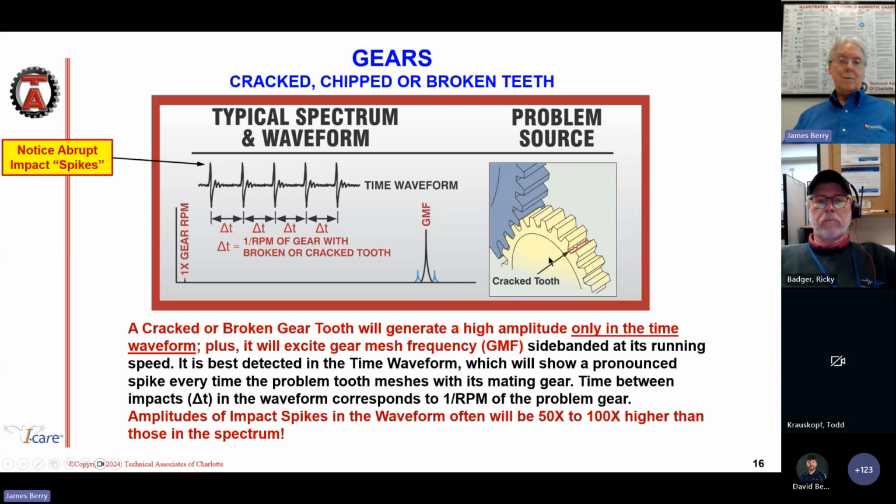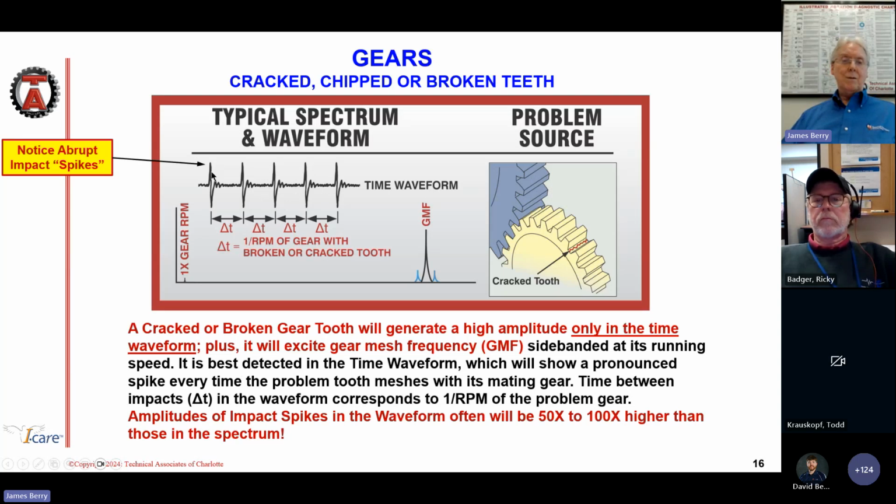Something else I just mentioned: a cracked tooth. Here we've got a pinion, and there we've got a bull gear. The bull gear is turning at a lower speed than the high-speed pinion. If you have a cracked tooth, how do you know if it's in one or the other? If you look at the time waveform, then you'll find out. You will not find it from the spectrum.